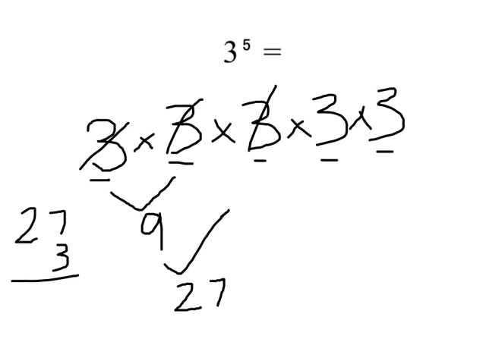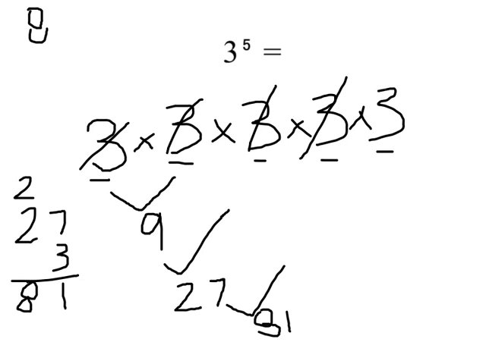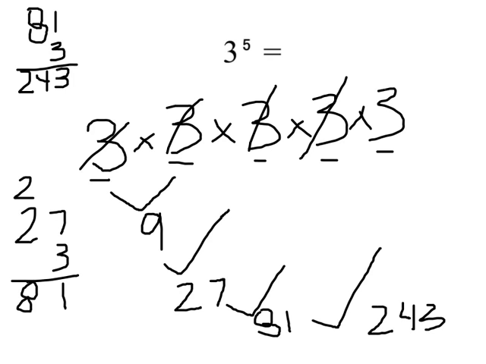27 times 3. 3 times 7 is 21. I'll write the 1, carry the 2. 3 times 2 is 6 plus 2, which is 8. So after 27, we get to 81. And then I just have one more 3 that I need to multiply by, which I'll write out on the side as well. So I have 81 times 3. 3 times 1 is 3. 3 times 8 is 24. So our final answer will be 243.